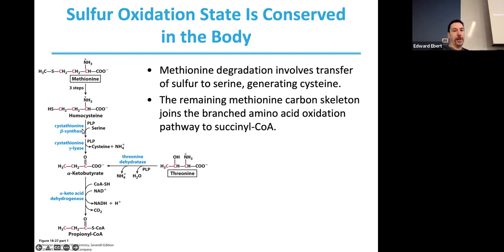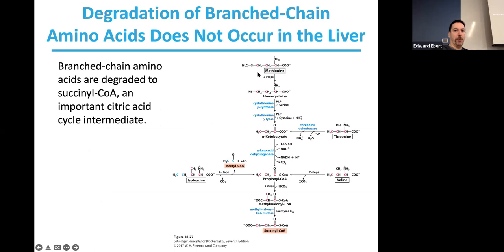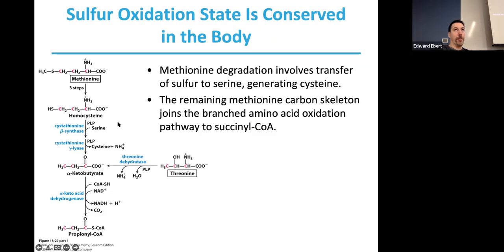And then the remaining methionine skeleton, as we saw in the previous picture, will ultimately get converted into succinyl-CoA. But we go through a multi-step process to get the propionyl-CoA, then the methylmalonyl-CoA, and then succinyl-CoA. But in this initial step, we end up making homocysteine. We can rearrange that a little bit. And again, you see pyridoxal phosphate, or PLP, is critically involved in so many of these transaminations.